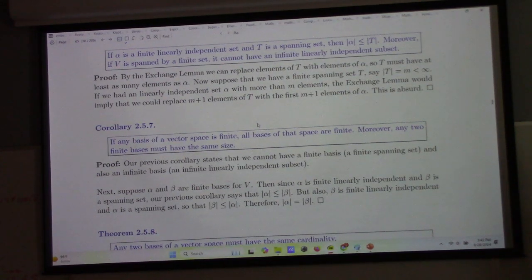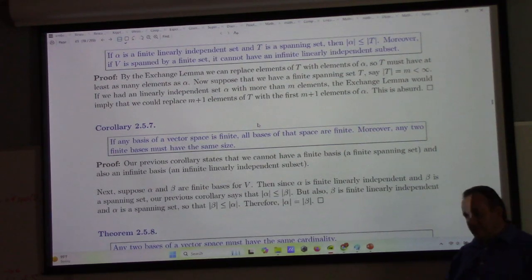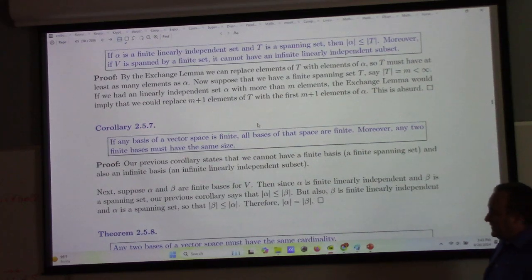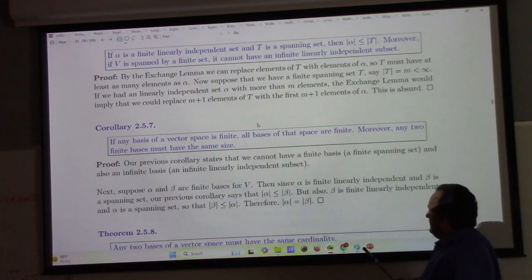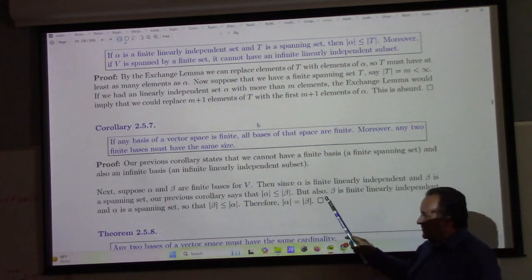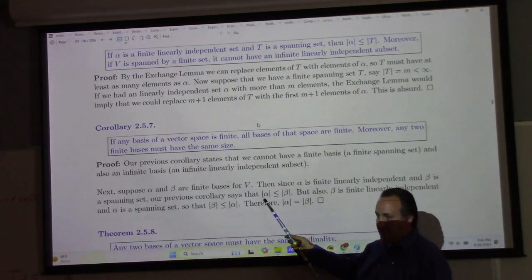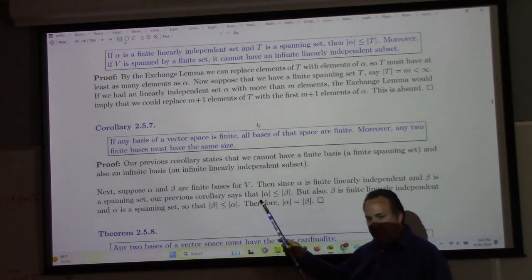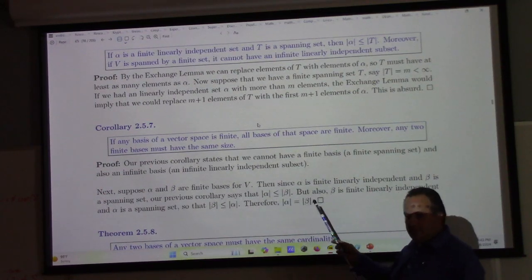All right? So now we suppose we must have finite bases then. If there exists a finite basis, any other basis must also be finite, right? So suppose you have alpha and beta, two finite bases. Then since alpha is finite and linearly independent and beta is a spanning set, the previous corollary says that the cardinality of alpha has to be less than or equal to the cardinality of beta, which here just literally means the number of elements in the set, because for a finite set, cardinality is just the number, right?